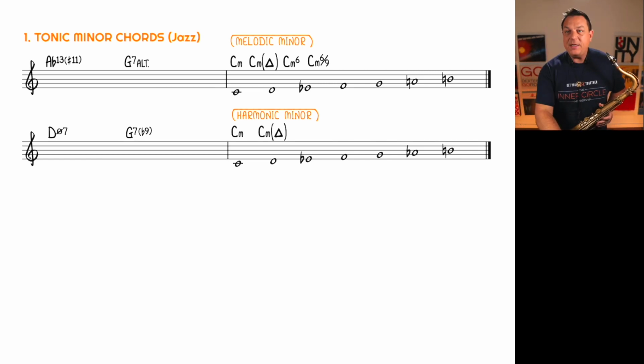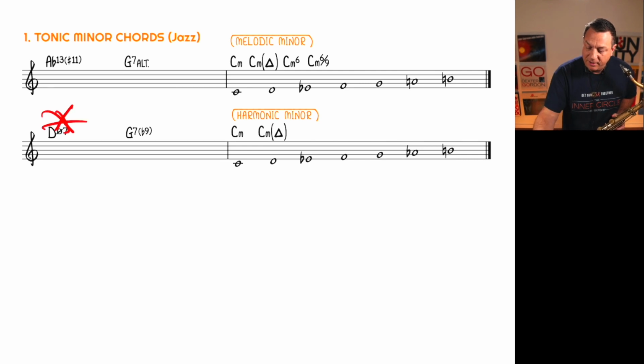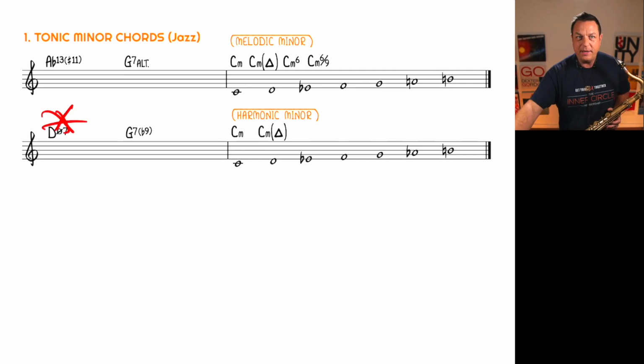So again, let me demonstrate that on sax and you can hear the difference between them. So this is the second line now. This is going to be this progression, and we're going to be using the harmonic minor scale. Here we go.